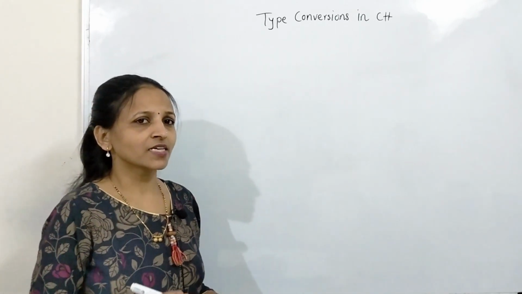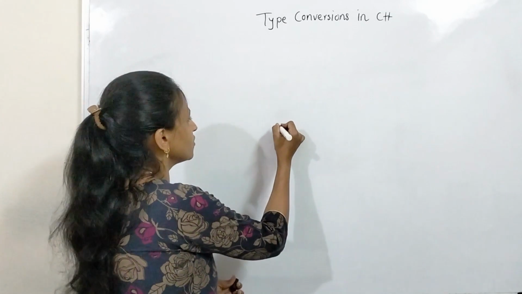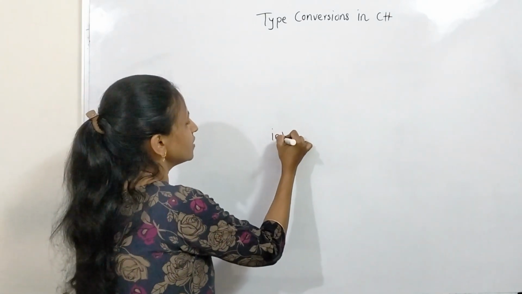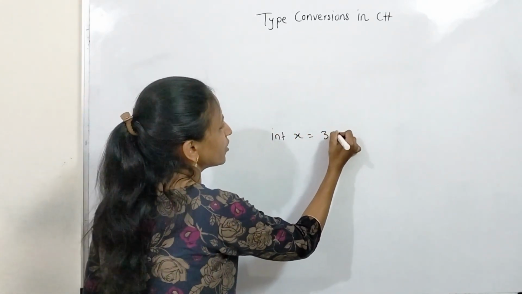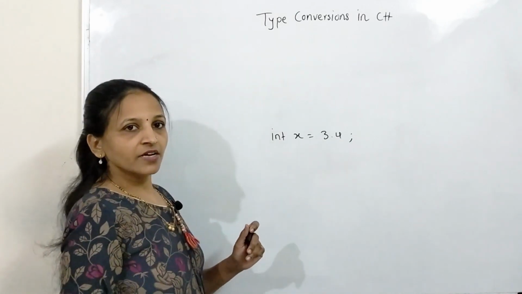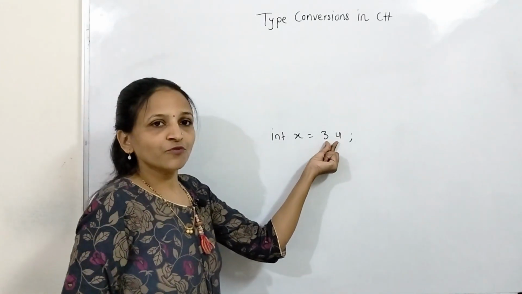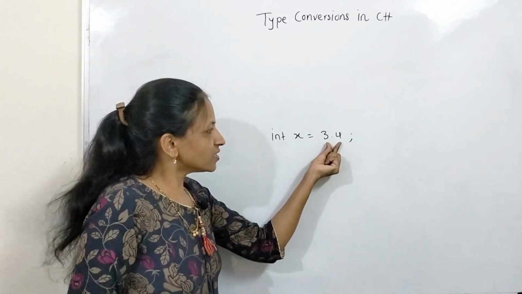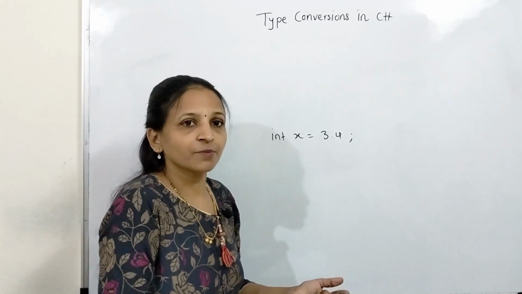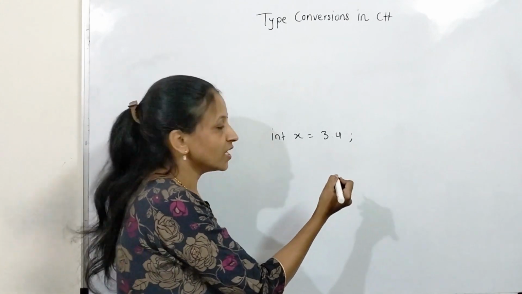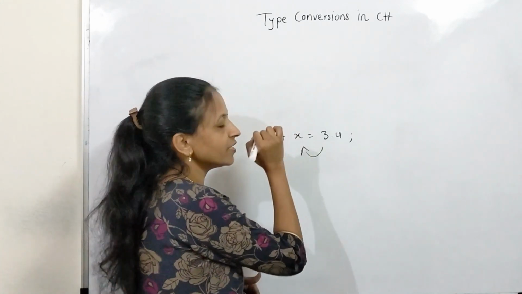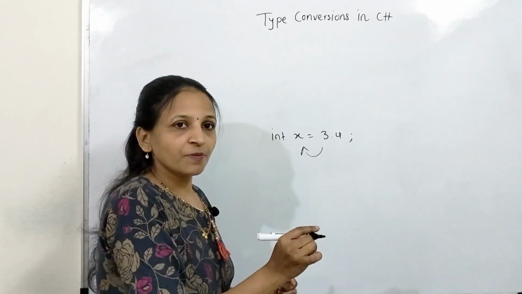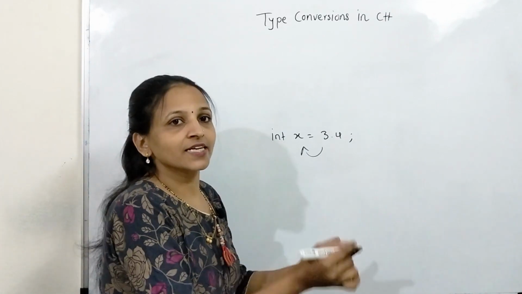What is this exactly? Suppose we have written like this: int x = 3.4. Now this 3.4 is of type double and x is of type integer. That's why this double value will get truncated, that is, it will be converted to 3 and then stored inside x. This is type conversion for basic data types.